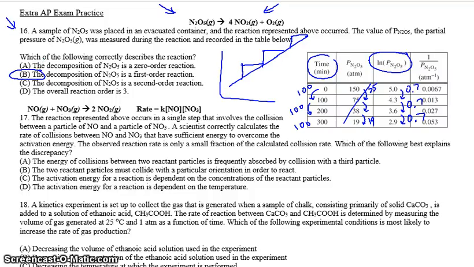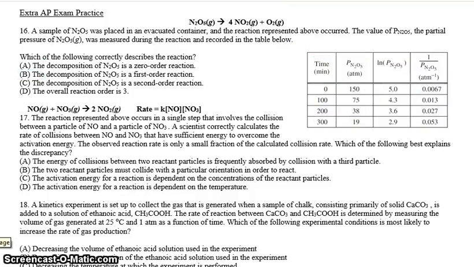Number 17 says the reaction represented above occurs in a single step that involves a collision between a particle of NO and a particle of NO3. So here's the reaction. You'll notice that the rate law contains both reactants in it, which means that the mechanism has both of these reacting together. That's why they appear in the rate law. So an NO particle must collide with an NO3 particle in order for this reaction to occur. That's what the rate law is showing us.